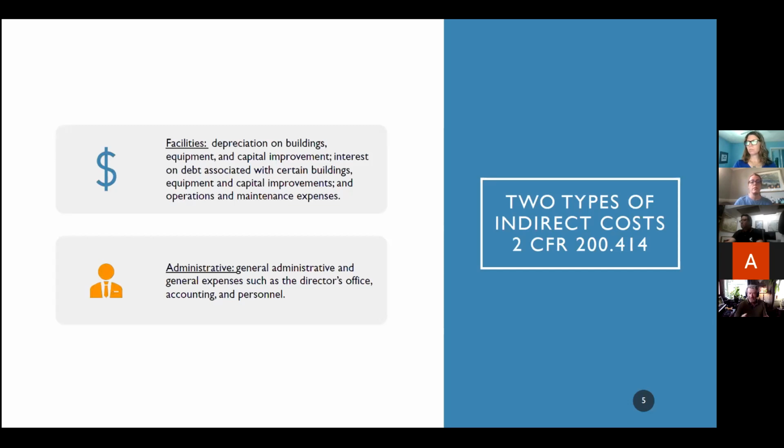But on other things where there are larger buildings, with common areas in the buildings and things like that, that you clearly can't allocate to a specific grant, you would consider them to be part of the facilities part of your indirect cost. The other side of the indirect cost is considered to be the administrative cost, the general administrative and general expenses. This is among the reasons why sometimes when we talk about administrative and indirect costs, it gets confusing, because clearly there are a lot of administrative costs that can be covered under the indirect cost line.